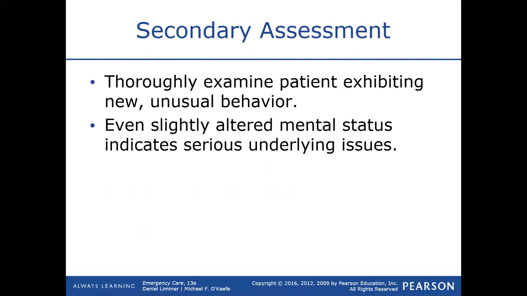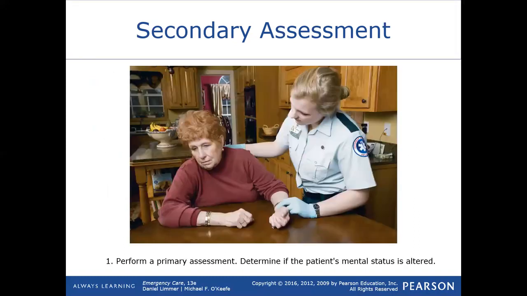So we've already determined we have no life-threatening injuries going on. Our ABCs are covered. Now we're working on our secondary assessment. All right. Thoroughly examine the patient exhibiting new, unusual behavior. Even slightly altered mental status can indicate serious underlying conditions. So they'll start to act just a little bit loopy, and something very, very serious could be going on.